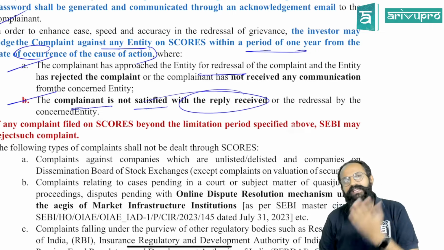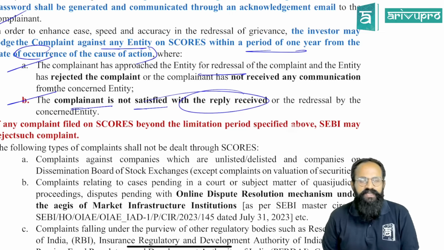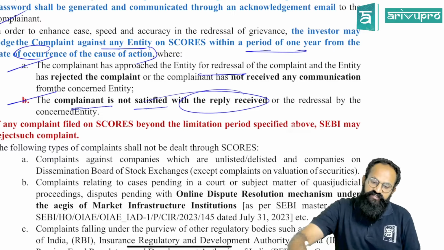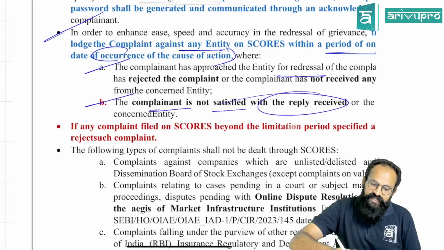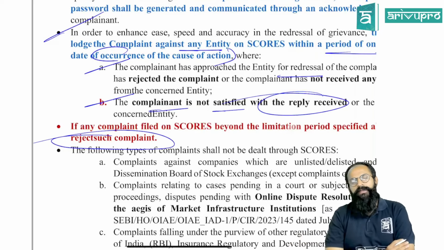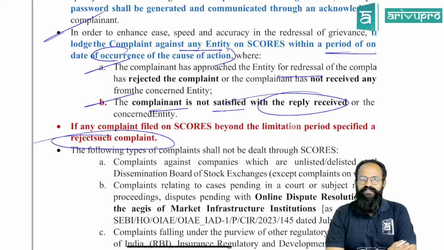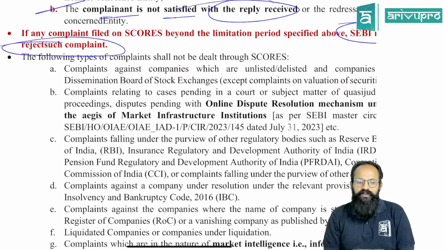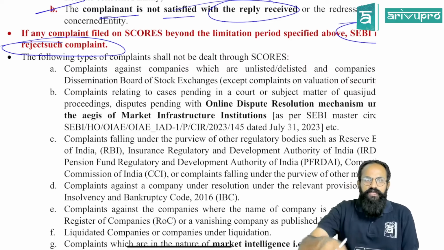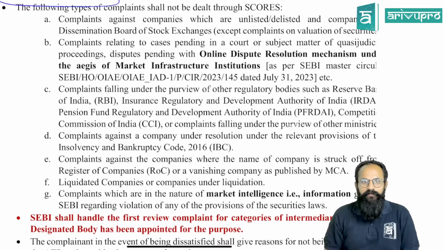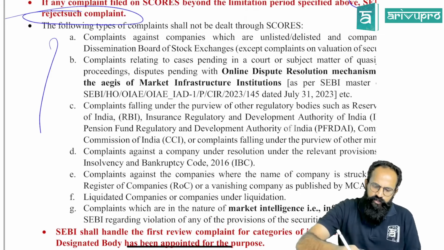So you can take it like a limitation act. You need to go within 1 year from this particular day. Can I go after that? See here, they say SEBI may reject such a complaint if you go beyond that. They're not saying shall, it is may. So it is the discretion of SEBI. Beyond that, they may accept, they may not accept also. Clear? Next one: the following types of complaints shall not be dealt with through SCORES. This list was already there in your syllabus. They have added only two categories here. This A to F was already there.